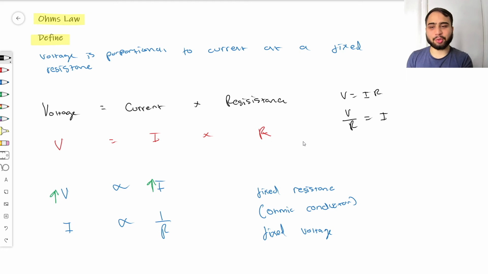So this boils down to, at a fixed voltage, I is directly proportional to 1 over resistance. So here, if I increase the resistance, I'll get a reduction in current.